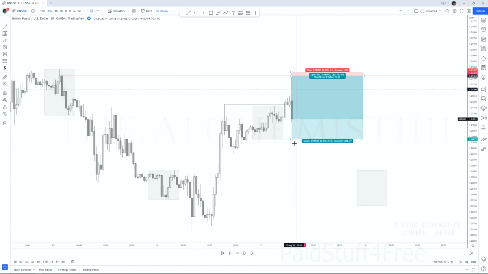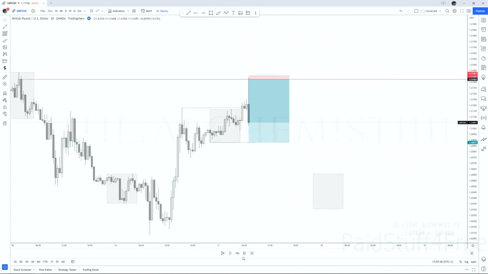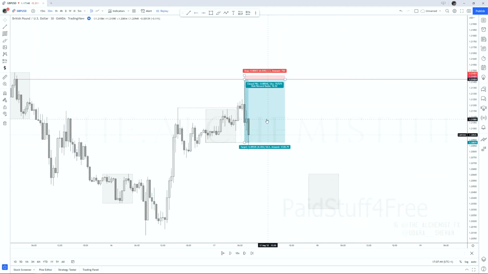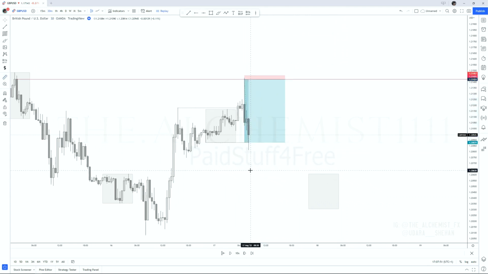Right at 7 a.m., it tapped into the point of interest, the daily rejection block that was refined to the 4-hour, and then gives you the drop. That's it. So you have 54 pips, and how long did it take you? Just 1 hour. That's more than enough, right? That is done for the day.